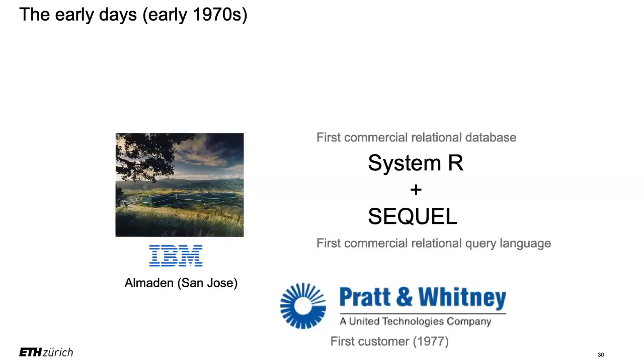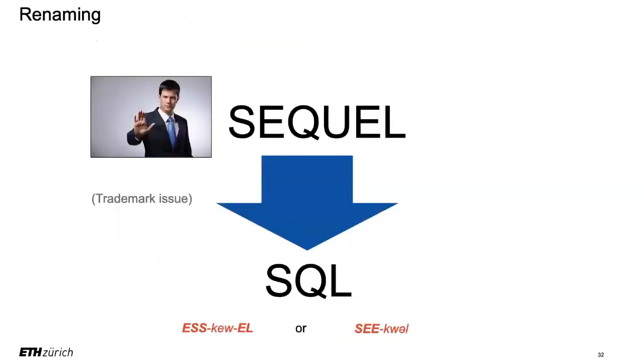I think I saw them in the news recently, Pratt & Whitney. And it was all done in San Jose, in California, in what is known now as the Almaden laboratory of IBM. And the name of the system was System R. R, of course, you might guess why R, it's relational, right? Okay. But then they had a trademark issue. Some people were not happy that they called that SEQUEL like this because it was already taken. So they needed to find another solution. And this is why it's called SQL now.